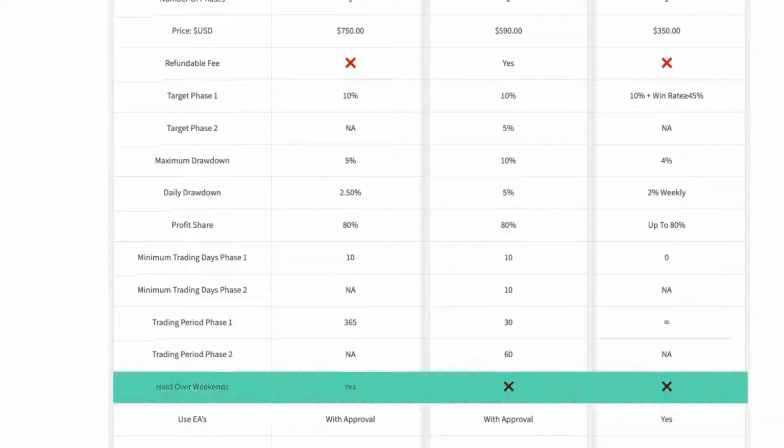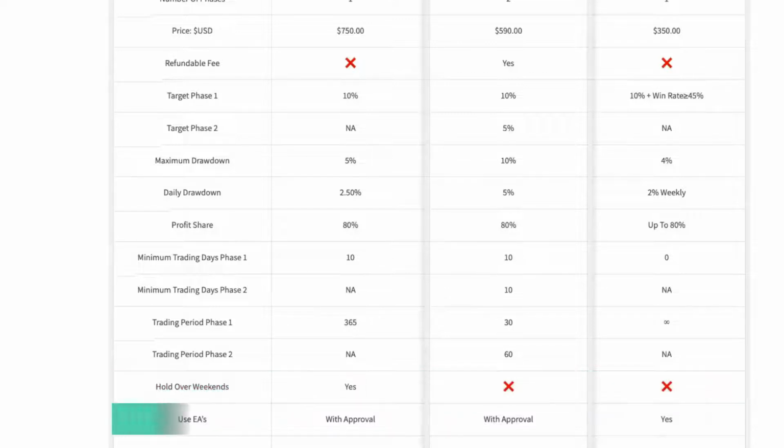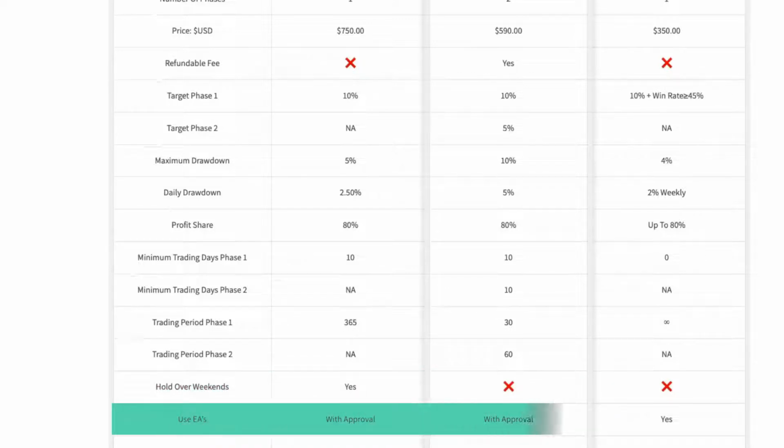Can you hold over weekends? You cannot hold over weekends on the Traders with Edge Hare or T4T Capital, but you can hold trades over weekend on the Turtle account. Can you use EAs? You can use EAs on both prop firms. The only difference is seek approval at Traders with Edge first.